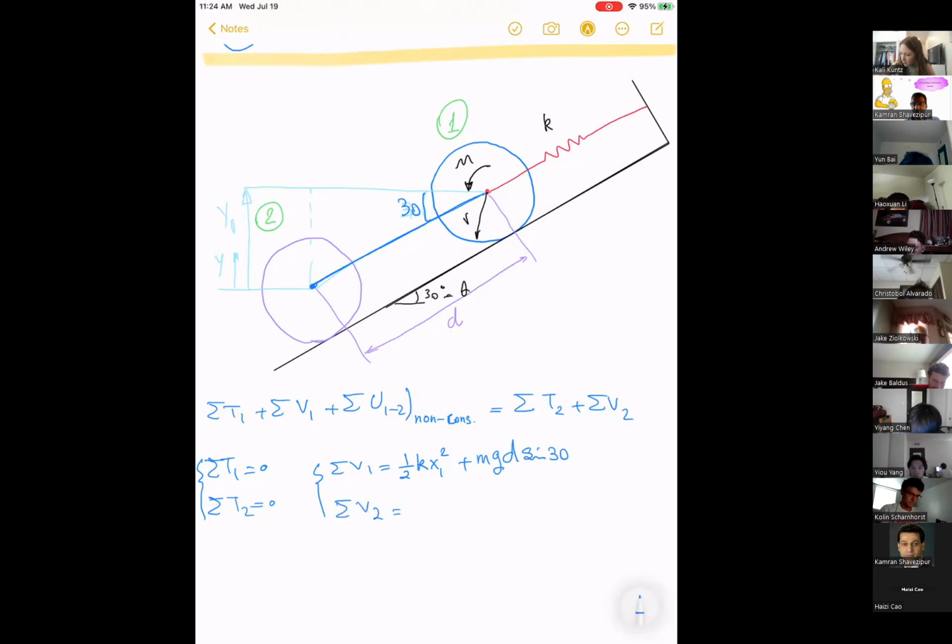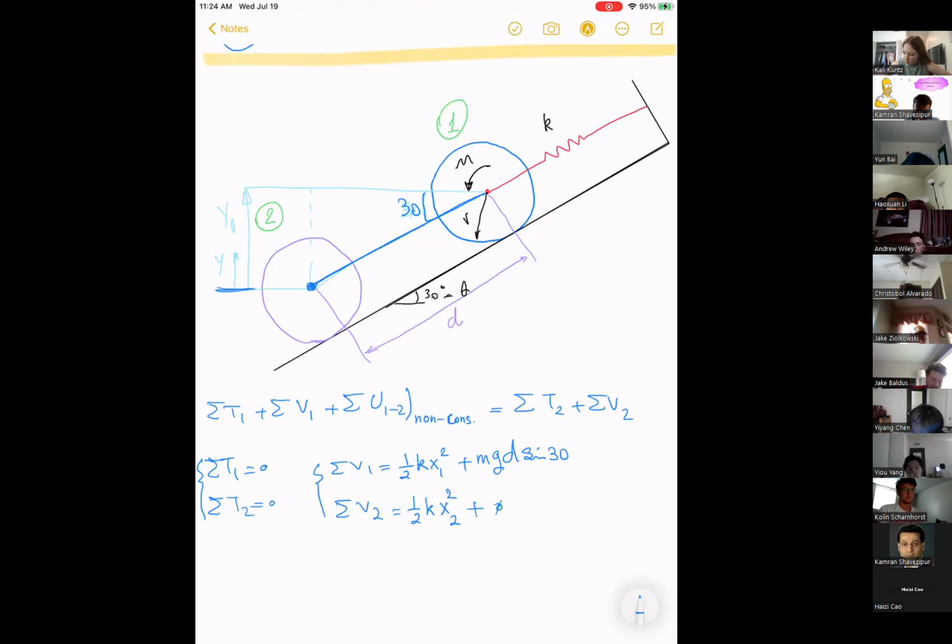Your spring further stretches, right? So you're going to get half k x2 squared. I'm just going to call it x2, the final deformation of the spring, and we're going to find out how much it is. How about the gravitational potential energy? When the disk is here, how much is its y based on my reference? It's going to be 0, right? Because technically that is the point we chose, so it makes life easier.